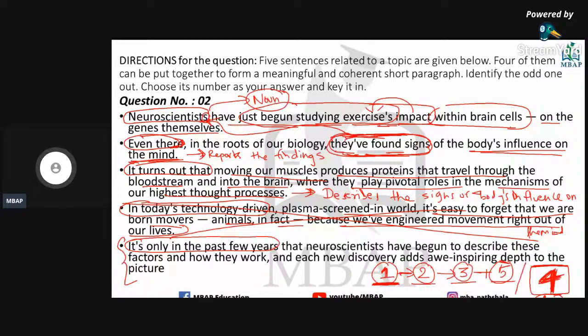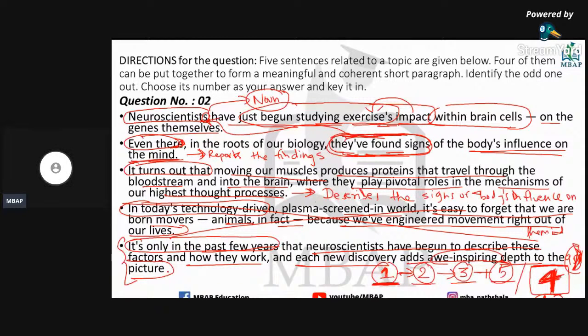See, 95% I'm saying that the answer is 4. But still, just for the sake of preventing myself from getting into the negative marking zone, I would glance through sentence 5, and then certainly tell myself, okay, my answer is 4 for sure. So let us read the fifth sentence once and then close this question. It's only in the past few years that neuroscientists have begun to describe these factors and how they work, and each new discovery adds awe inspiring depth to the picture.